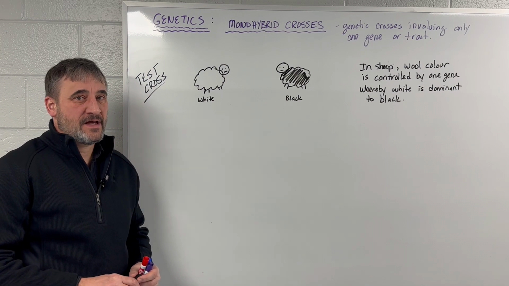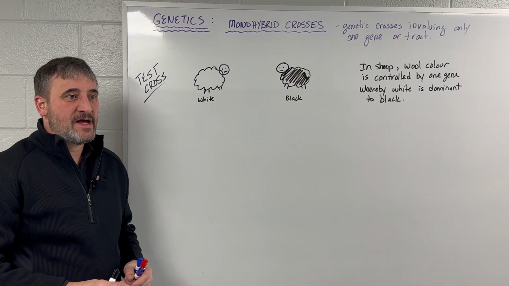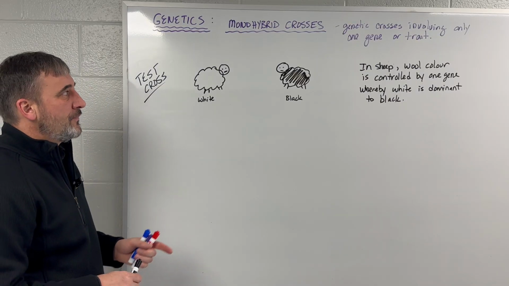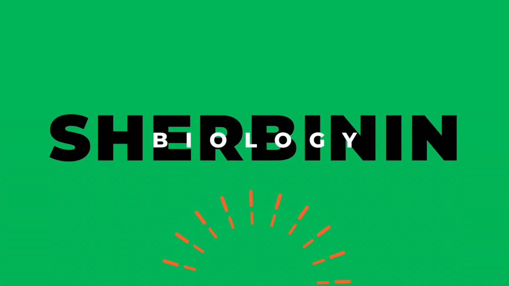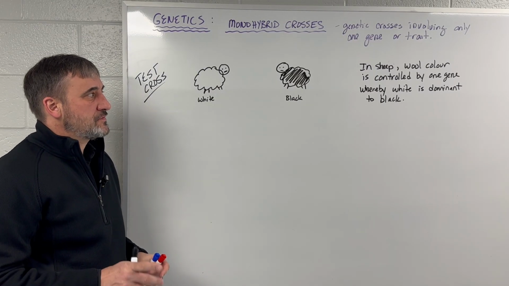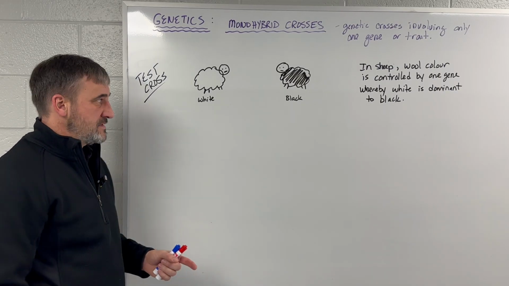Okay, another example of a monohybrid cross is a test cross. So what is a test cross? Let's look at a specific example. In sheep, wool color is controlled by one gene, whereby white is dominant, black is recessive.